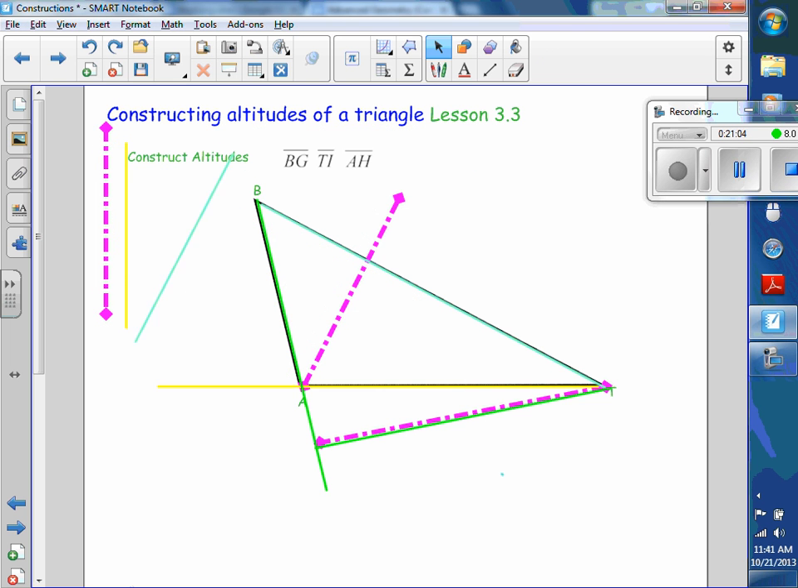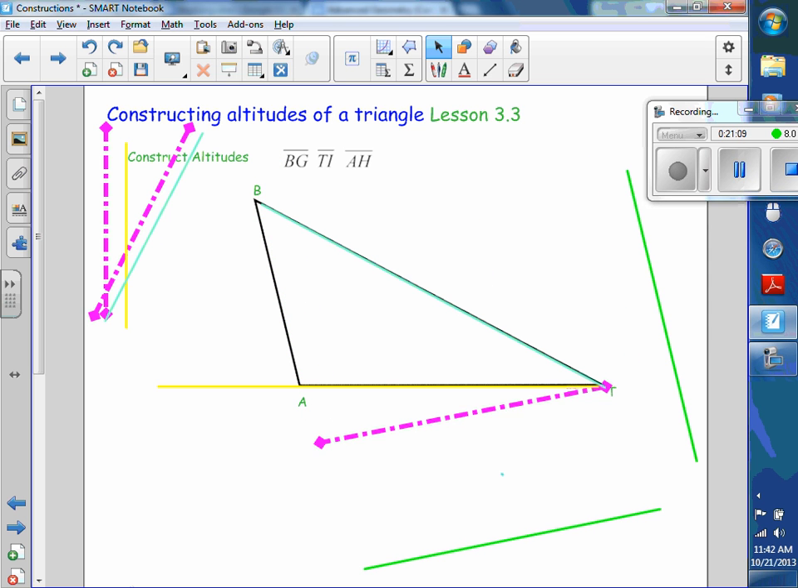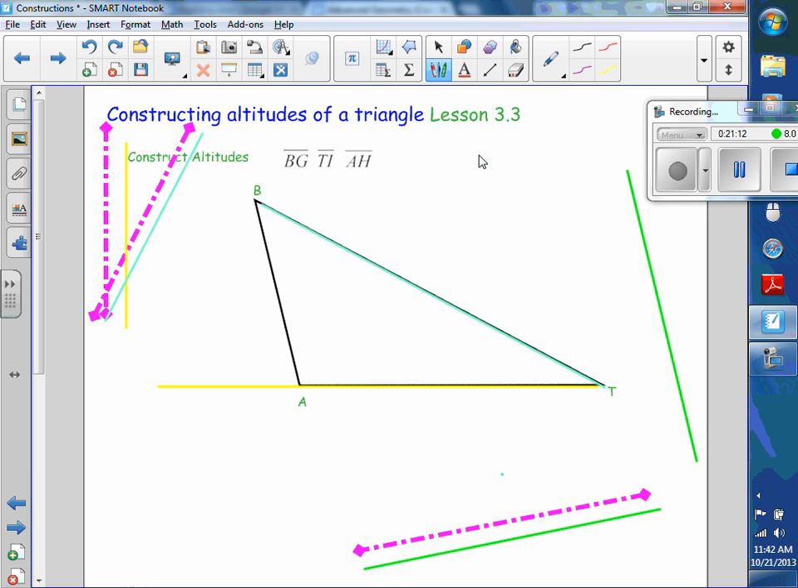I want to make an altitude. So the first step that you have to do to make an altitude of an obtuse triangle is you have to extend the base. So extend AT with a straight edge. That's the extend. I'm going to make the altitude BG. It's outside the triangle because it's the shortest distance from B to the line that contains the base of the triangle. So my first thing is just to extend the base in yellow.